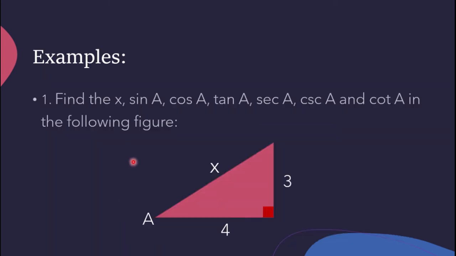So here's an example. Find the x, sine A, cosine A, tangent A, secant A, cosecant A, and cotangent A in the following figure. So these are the given. The sides 4 and 3. 4 is the adjacent side and 3 is the opposite side, where x represents the hypotenuse. So we will solve.